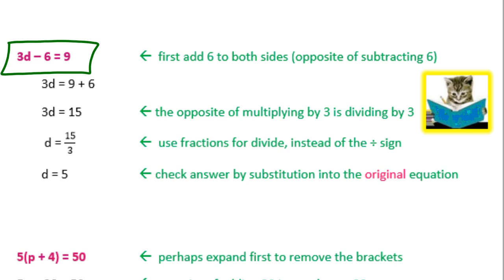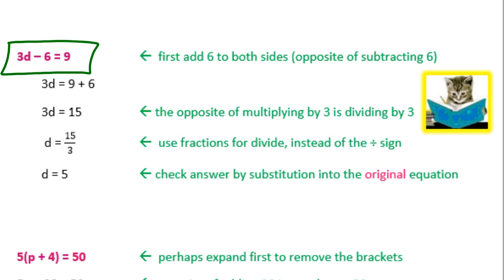It's kind of like you're doing the reverse order of operations. So you've got to deal with the subtraction before the multiply. So 6 is furthest away from the d, like peeling layers off an onion until you get to the core, which is the d.